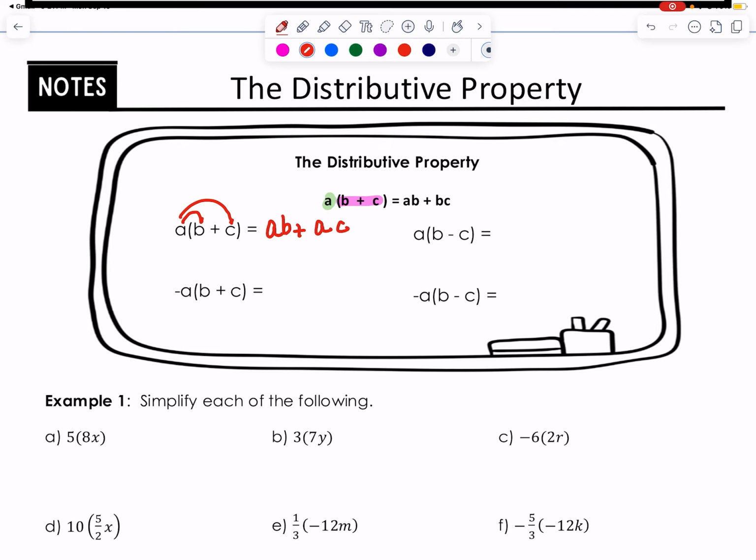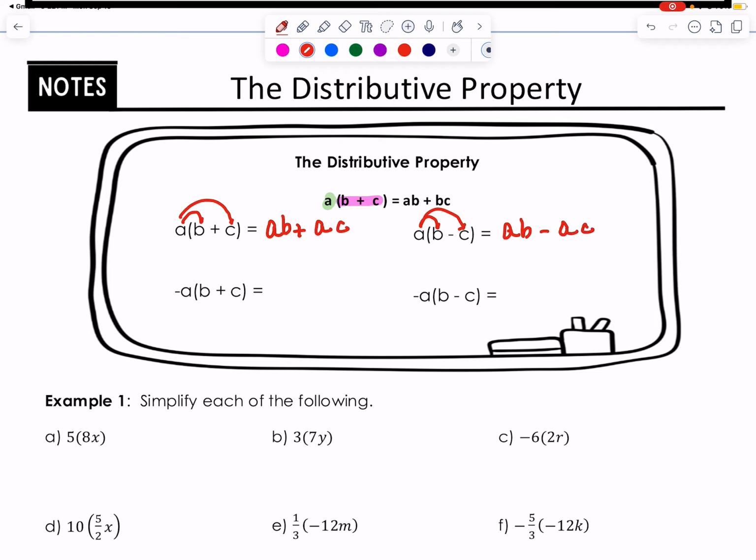Now, we can also use the distributive property if we have subtraction in our parentheses. In this problem, we have A times the quantity B minus C. So A times B is again AB, and A times C is minus AC.